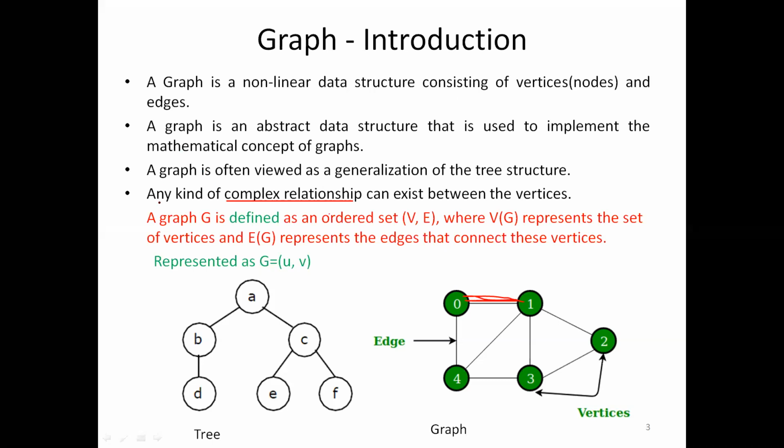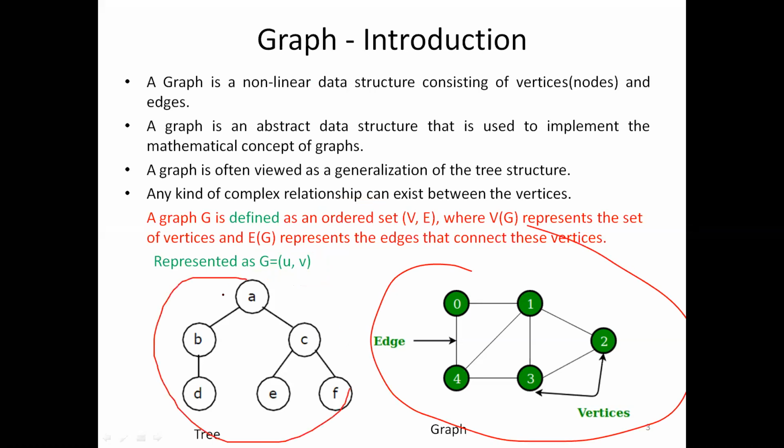A graph is defined as an ordered set, nothing but V comma E, where V represents vertices and E represents edges. The mathematical representation of a graph is G equal to (V, E). I hope you have studied this in mathematics. You might have studied this graph very well, I know. So this is an example of a graph, and this is a tree. You can easily find that there is no loop in the tree.